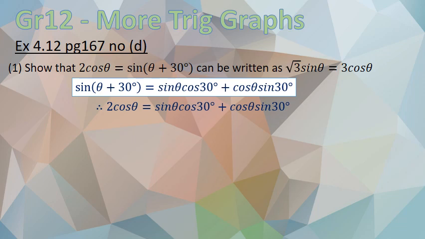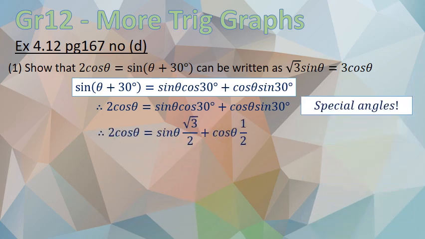Now I hope that 30 degrees is shouting out to you, special angle, so we can substitute cos 30 and sine 30 with their actual values. So here we end up with 2 cos theta is sine theta times root 3 over 2, because that's the value of cos 30, plus cos theta times a half, because that's the value of sine 30. Since we're dealing with an equation, we can get rid of that denominator by multiplying every single term by 2, and that now converts the 2 cos theta into 4 cos theta.